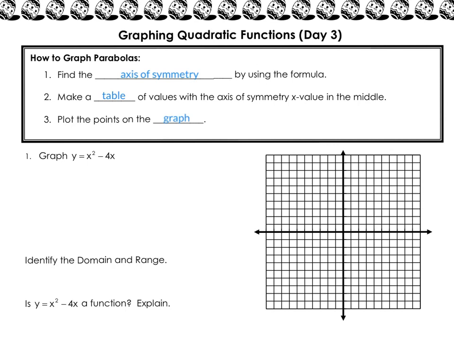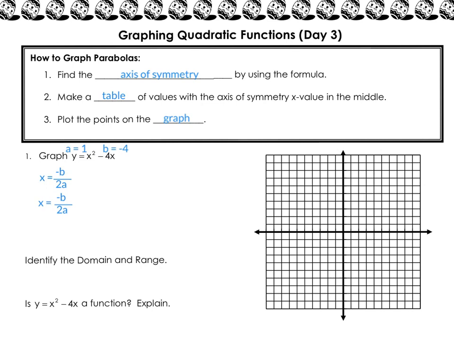So let's start by going through an example. We want to graph the parabola y equals x squared minus 4x. So the first thing that we need to do is find the axis of symmetry using the formula. So let's start by writing the formula down. The formula is x equals negative b over 2a. Well, in order to fill that in, I have to write down what a and b are. So off to the side, I'm going to write down a equals 1 and b equals negative 4.